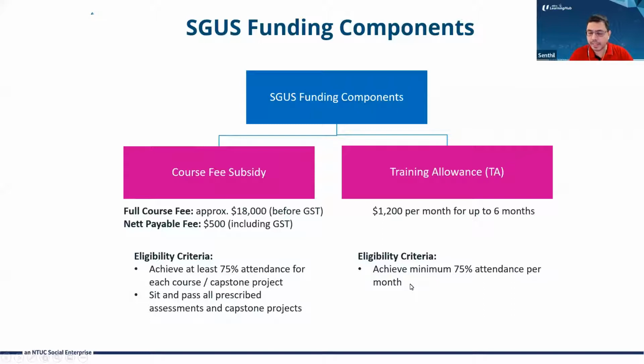Let's say we schedule classes for 10 days in that month, then you have to attend at least 7.5 days. That's 75% attendance for that month, and that's the eligibility criteria for you to receive the training allowance.